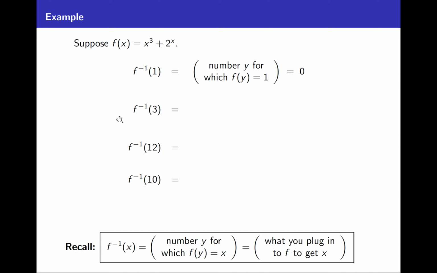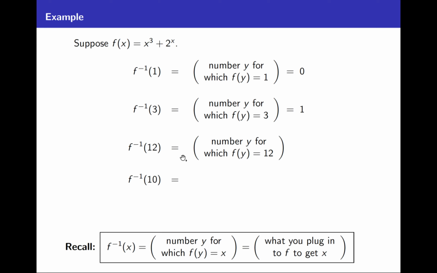Let's try f inverse of 3. Again, f inverse of 3 is the number y for which f of y equals 3. It's what you plug into f to get 3. Looking at f, what would we plug in to get 3? Well, this is pretty easy. Try one or two things and suddenly realize, oh, f of 1 is 1 cubed plus 2 to the power of 1. That's 1 plus 2, or 3. So the number y for which f of y is equal to 3 would be 1. You plug in 1 to f and you get 3, so that means f inverse of 3 equals 1.